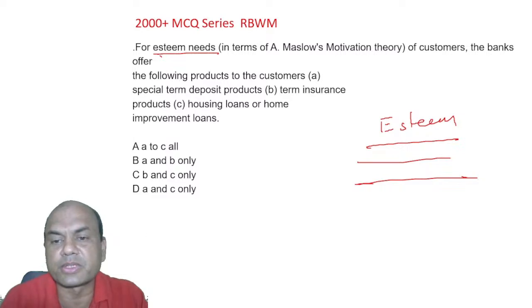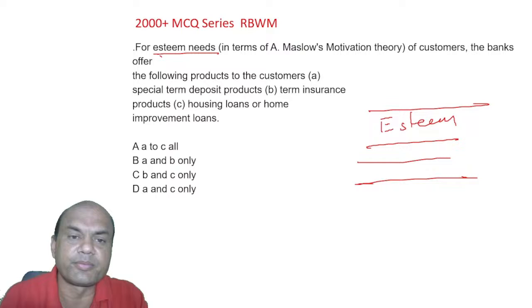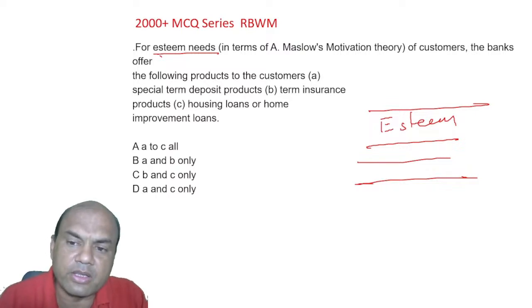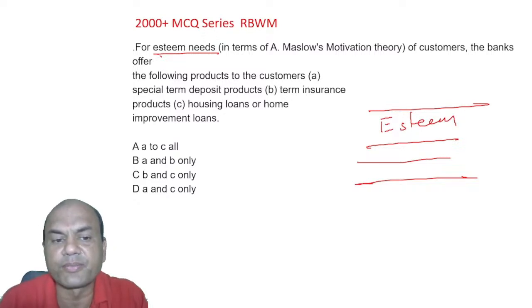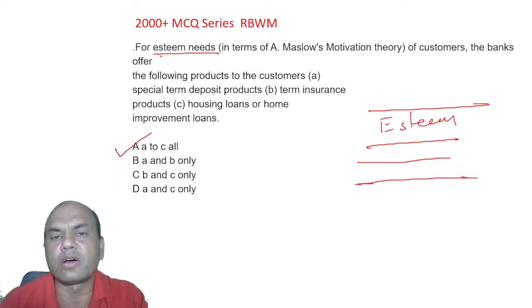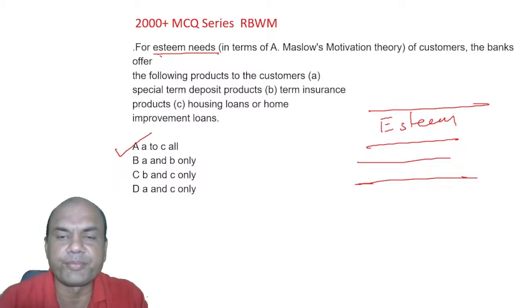Esteem means a fourth level person. This person has not gone to the last level, actualization. So what will this esteem needs person require? Special term deposit, term insurance products, housing loans. It's actually A to C, all. All of them will be required.